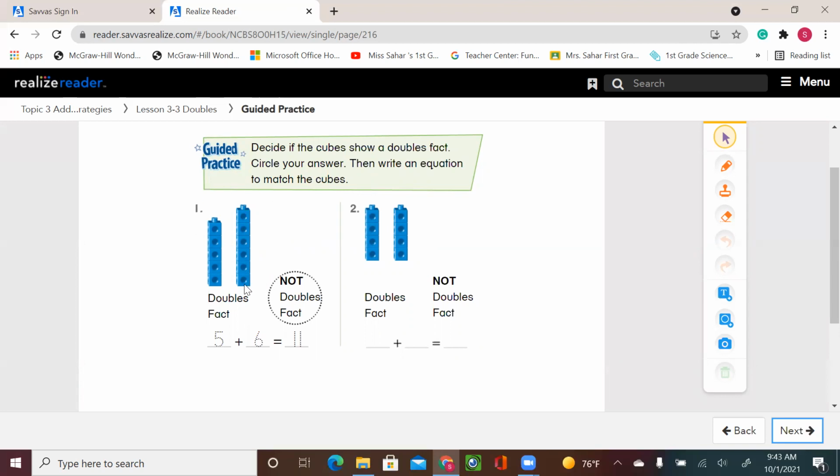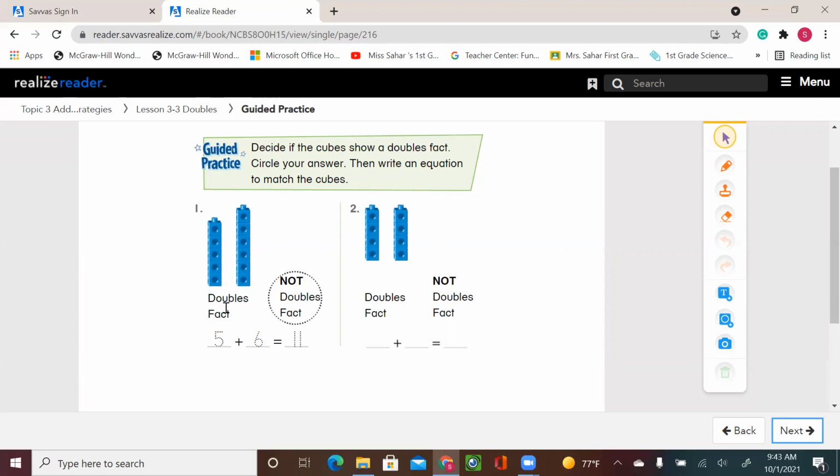So let's see number one. We have the words doubles fact and not doubles fact, and we're going to circle the right answer. I see in the first tower, I have 5 cubes: 1, 2, 3, 4, 5. The second tower, or the second column, or the second addend, I have a different number: 1, 2, 3, 4, 5, 6. I have 6 cubes, or 6 counters.